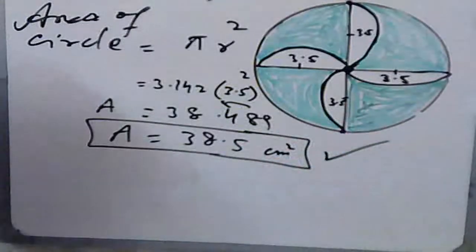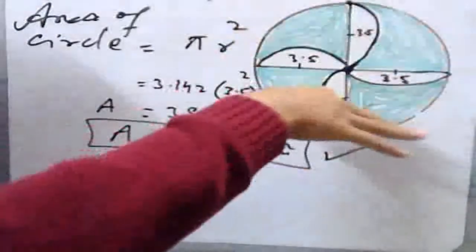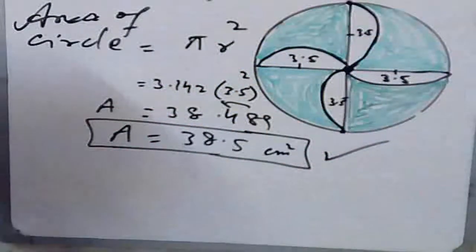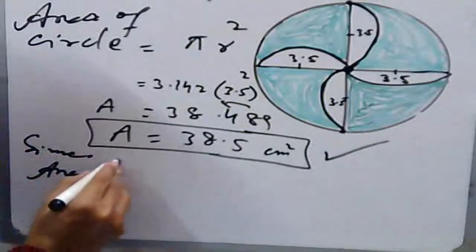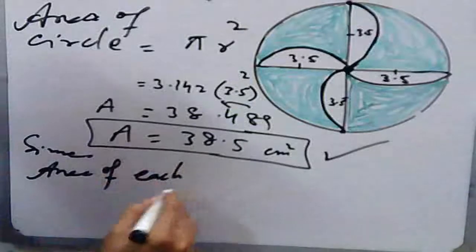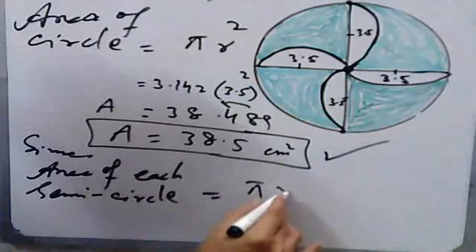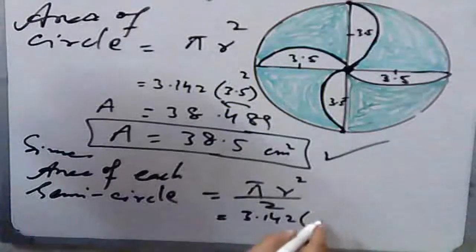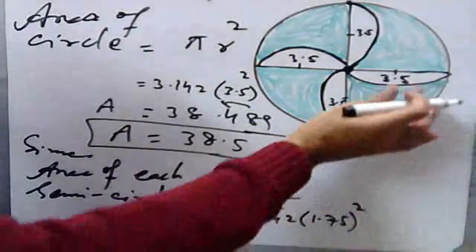So we have to now calculate the area of each semicircle. So now first we have calculated the area of a full circle. Now we have to calculate the area of each semicircle. So area of each semicircle is equal to pi r square by 2. So putting the values, 3.142, the value of r is 1.75, because you have here diameter.